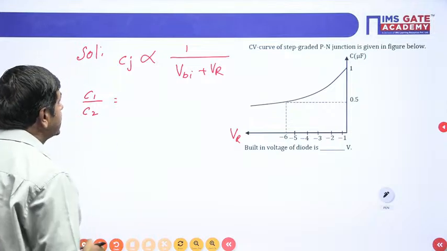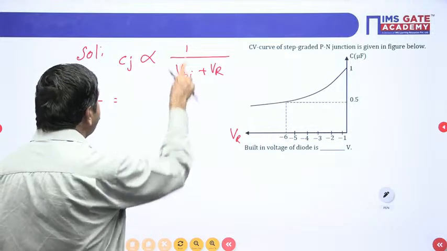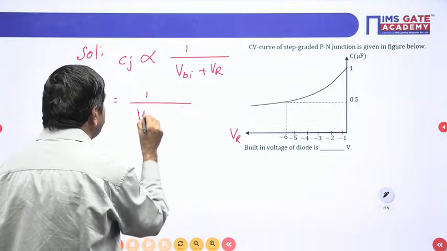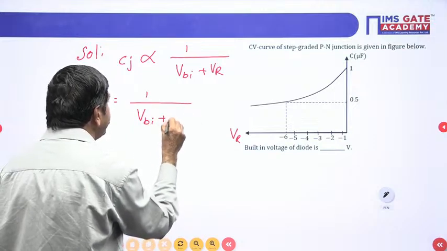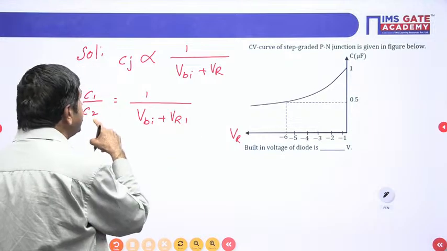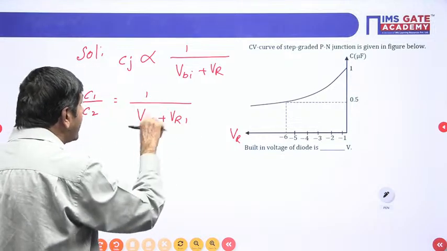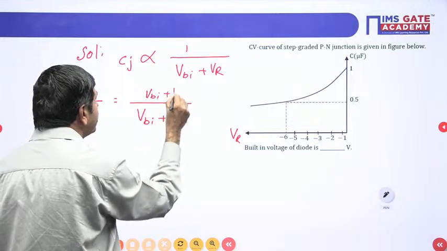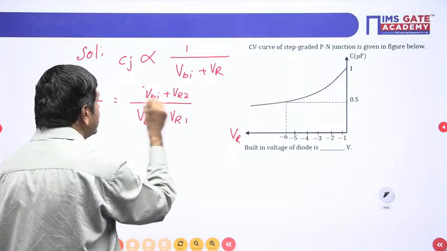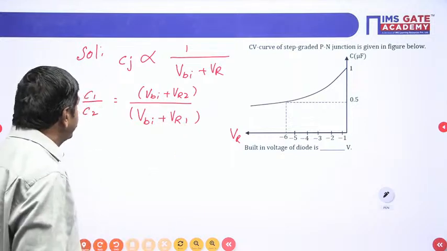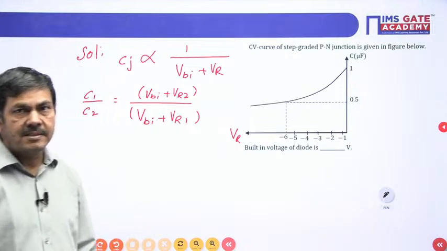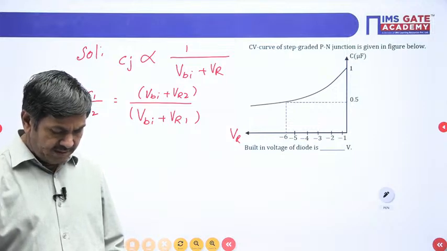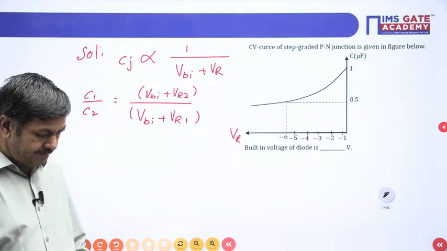C1 by C2, what can I do? C1 means 1 by VBI plus VR1, and C2 is proportional to 1 by VBI plus VR2. The constant cancels. C2 being in the denominator, it goes to the numerator, giving VBI plus VR2. By using this formula we can determine the C1 by C2 value. Substitute the values from the CV curve. Just take the values from the curve directly.